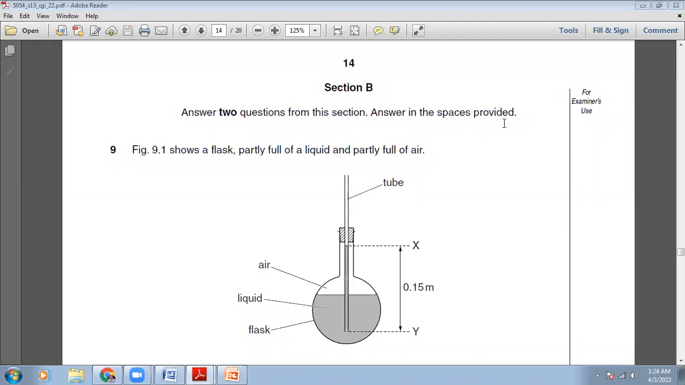So in front of you, Section B of the May June 2013 paper 2 is showing up. This Section B starts from question number 9. Figure 9.1 shows a flask partly full of a liquid and partly full of air. So here we have a flask. Here we have the liquid in the flask, and here we have the air. This is a tube, and this tube has liquid in it. So the height of the liquid in the tube is 0.15 meter.